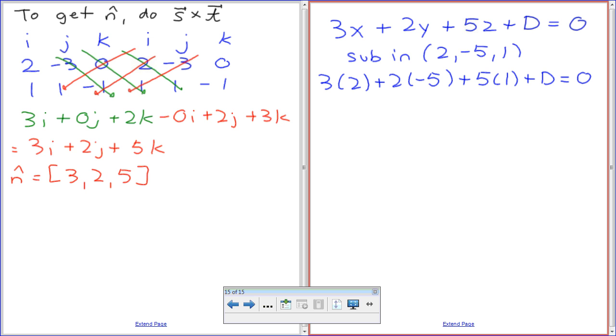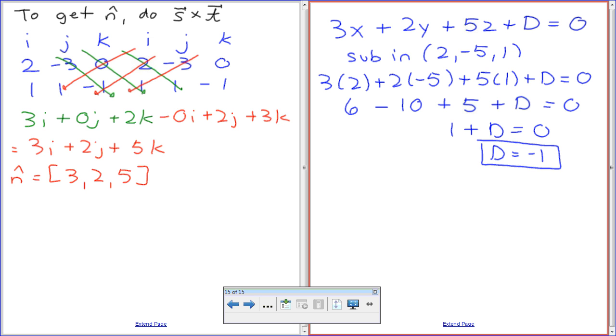Luke, you're going to be doing calculator boy for me right now, please. 3 times 2 is 6, 2 times negative 5 is negative 10, thank you, and 5 times 1 is 5. That's going to be 11 minus 10, so 1 plus d equals 0, d equals negative 1. What's my scalar equation of the plane going to be? Can I get a volunteer, please? Okay, so 3x plus 2y plus 5z minus 1 equals 0.